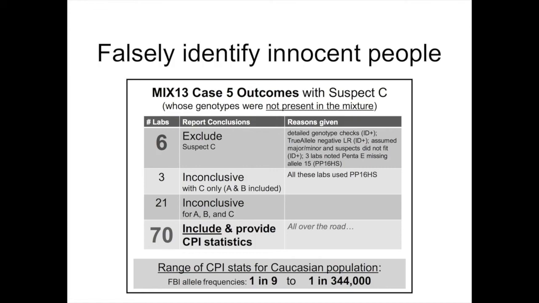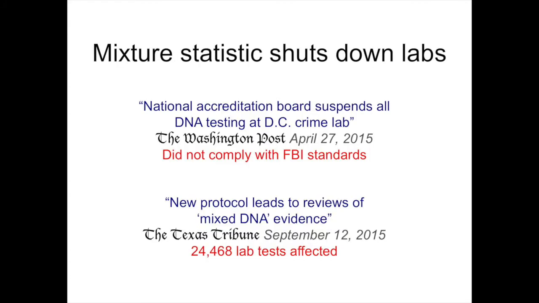So this is a problem when crime labs are reporting results using methods like CPI, inclusion probabilities, and they can give no information, falsely include the wrong people, and even if somebody's there, the information they're reporting on is the wrong number. The result was that by around 2 years ago, these mixture statistics were starting to shut down crime labs. In the District of Columbia, crime labs shut down for a while because the method of CPI was not being followed the way the FBI liked.